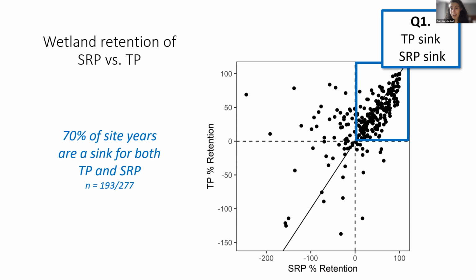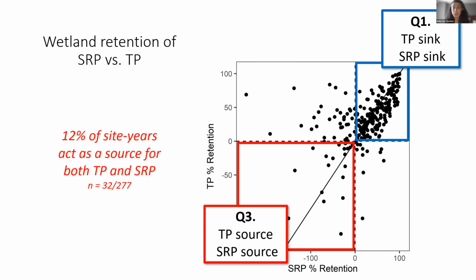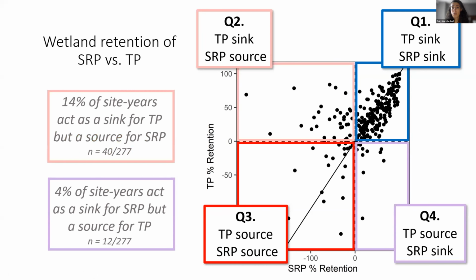But as you can see, a lot of wetlands fall below the 0 line, meaning they're acting more as a source of phosphorus to receiving water. So these wetlands falling in quadrant 3 are acting as a source for both total phosphorus and soluble reactive phosphorus. And then quadrants 2 and 4 are acting as a source for one form and a sink for the other form. So the next series of plots I'm going to show you are just breaking up our wetland site years into these 4 quadrant plots.